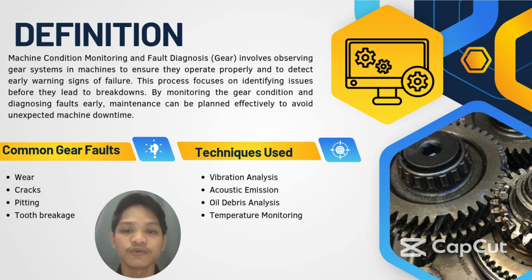I will give you examples of common gear faults. The first one is wear, the second one is crack, pitting or tooth breakage, and then I will explain about the techniques used. To prevent sudden breakdown and downtime, condition monitoring techniques such as vibration analysis, acoustic emission, oil debris analysis, and temperature monitoring are applied. These methods collect real-time data, which is then analyzed to identify patterns or indicators of fault.